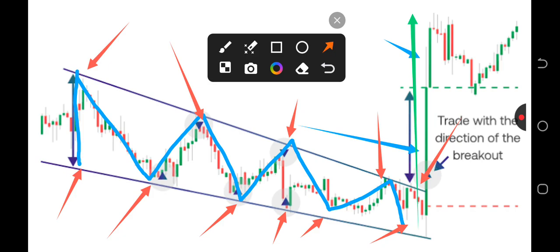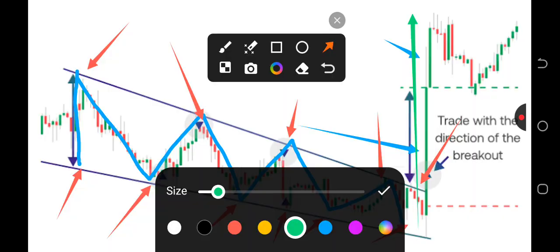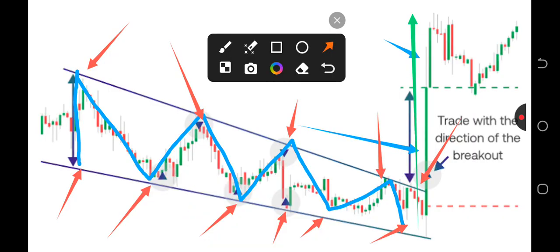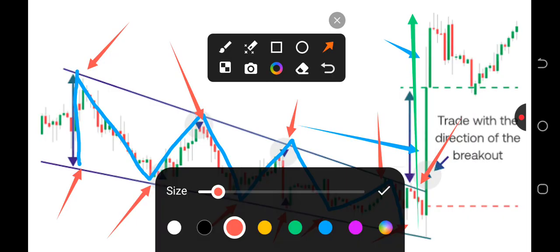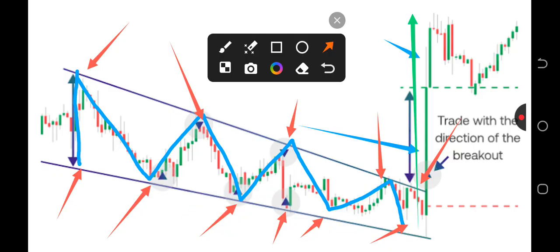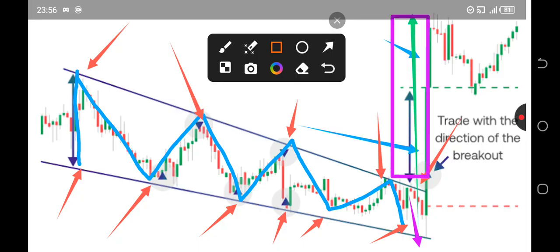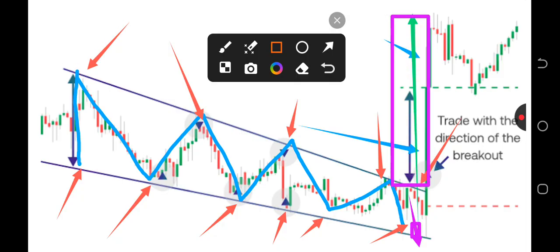Now, have it in mind that it is not just upward that the market can break through. The market can also break downwards like this. It can go down like this. This long bullish candlestick you are seeing here can be a long bearish candlestick. It depends on the news event. It depends on whether the news is favorable to the currency pair or not.